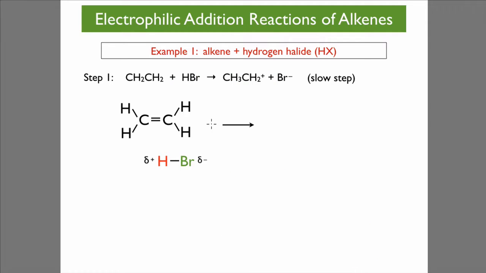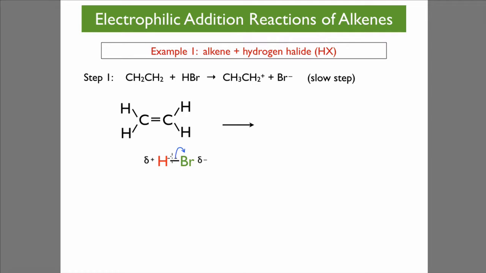What about this reaction? We've got the hydrogen halide. We're going to look at the steps here in a bit more detail to find out what exactly is going on. The first step is a slow step. And we've got ethene here, we've got the double bond, and we've got the dipoles on the hydrogen bromide because of the electronegative bromine.